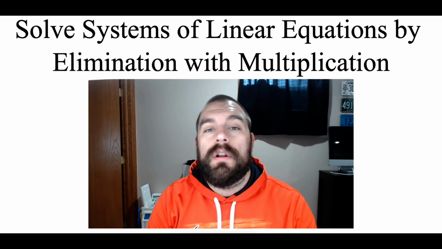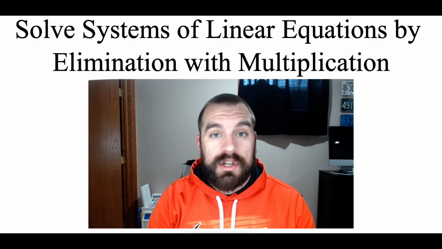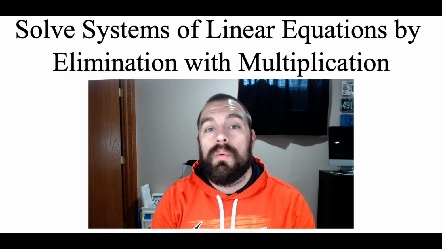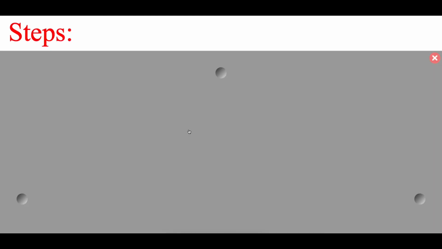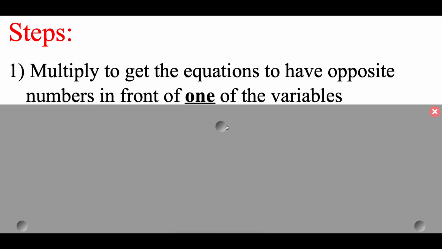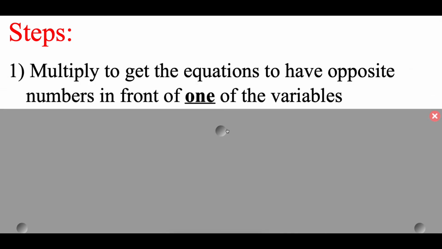In this video, we're going to focus on solving a system of linear equations using elimination, where we also have to do a little bit of multiplying. So when we're looking at doing elimination with multiplication, here are the steps we're going to follow. Step number 1 says that we're going to multiply to get the equations to have opposite numbers in front of one of the variables.